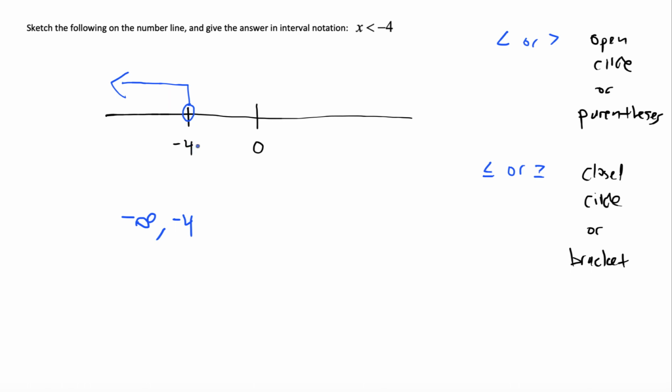But you've got to be careful here. We do not include -4. The open circle tells us that. So that means we have to put a parentheses around the -4, and infinity and -infinity always get parentheses. So this here is the answer in interval notation. What this means is that every value of x between -infinity and -4 is a solution to this original inequality.